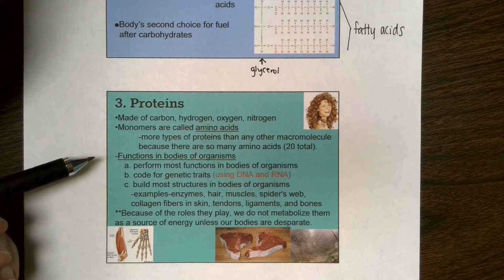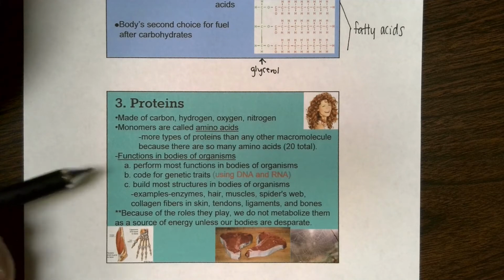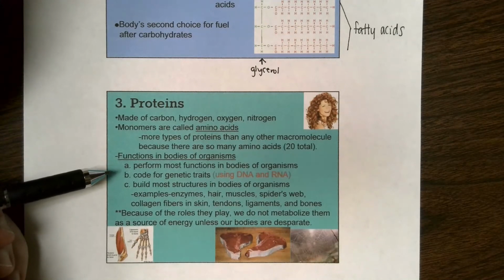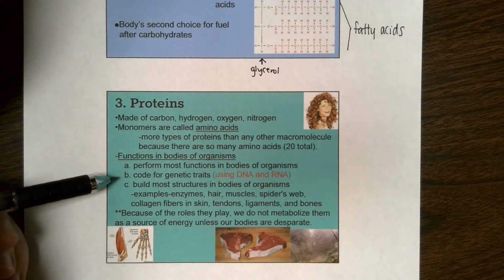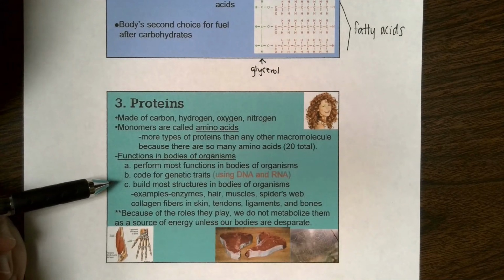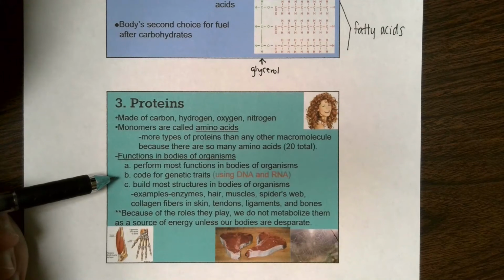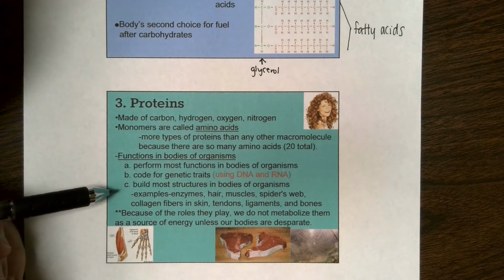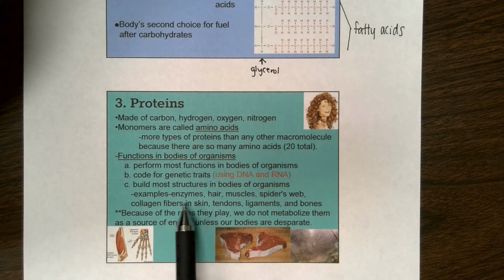Functionality, as far as in the bodies of organisms: proteins do everything. That's what letter A says. They are going to code for genetic traits. We will tie this to DNA and RNA, which are your 2 nucleic acids. If it's a structure in the body of an organism, it's going to be built of proteins. Now, I shouldn't have enzymes listed there, is what just threw me, because enzymes are not structural.